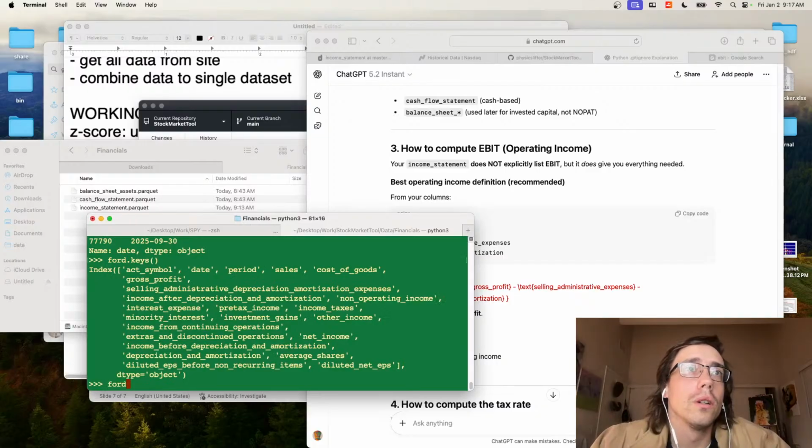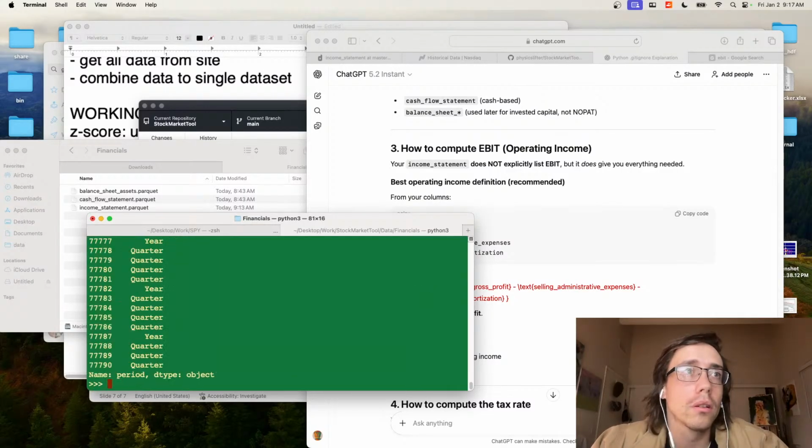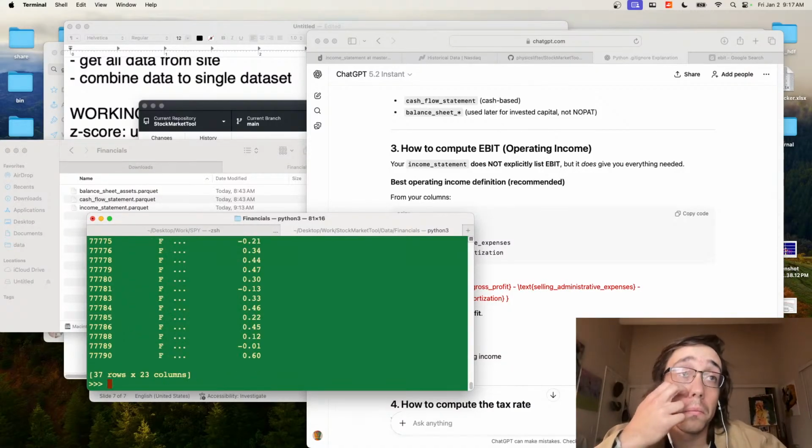Forward, where, let's just look at forward of period. Yeah, so let's say forward of period is equal to quarter.